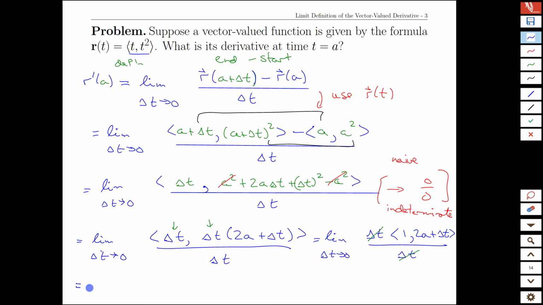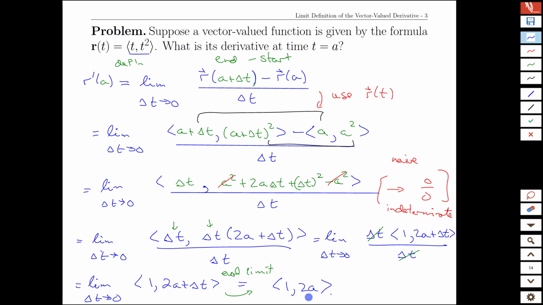So let's do one last step here. The limit as delta t goes to 0 of simply the vector 1 and 2a plus delta t. Limits ask the question, what happens as delta t gets smaller and smaller, closer and closer to 0? Well, it's like adding 0 here. We essentially try to sub it in, and evaluating the limit, we get 1 comma 2a, like so.